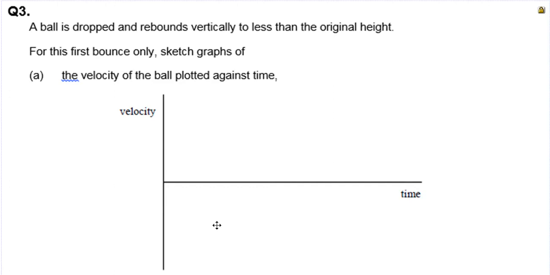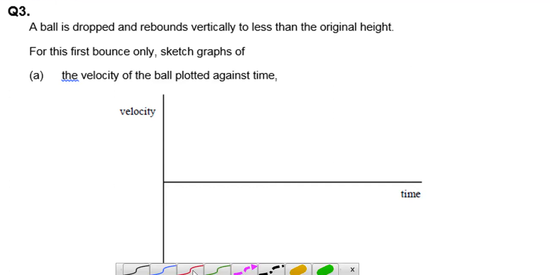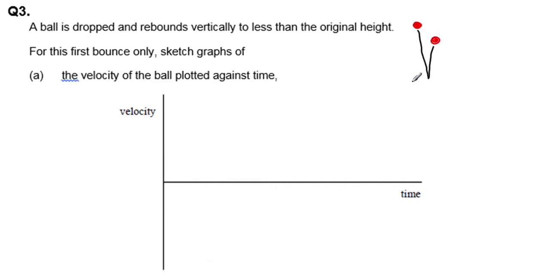Right, first of all, straightforward enough, a ball dropping and then rebounding to less than its original height. If you think about it, this is like a ball and you drop it, it hits the ground and it comes back to maybe not quite as high as it was before. So there's your ball doing that. Then they ask you to do some graphs of what the motion of the ball is, its velocity.